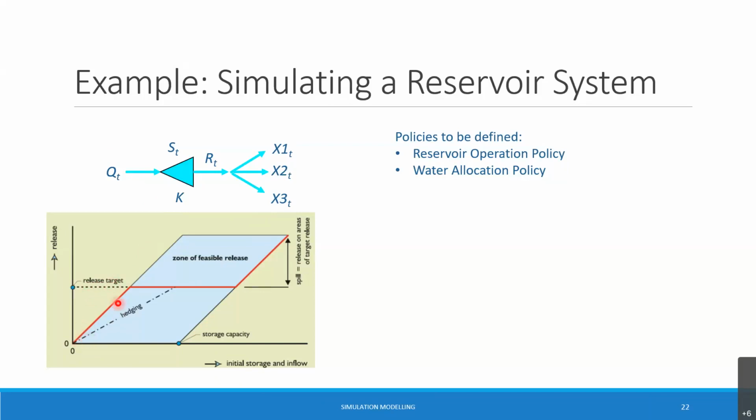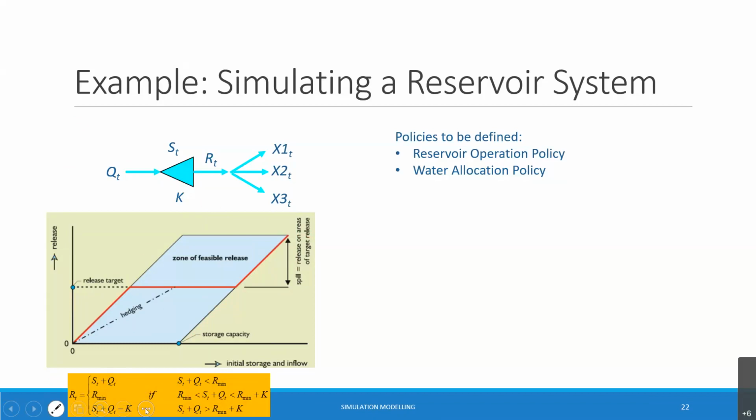That's how this line goes like this. Once your QT plus ST is more than the minimum release, then you release as per this. But beyond a certain point, your reservoir becomes full. Then you release more water than what is required, because you cannot keep that water in the reservoir; you will not be able to store it. You start releasing more. In fact, I can put it mathematically in a simple way like this. If your ST plus QT is less than the minimum requirement, then the release will be equal to ST plus QT itself. Otherwise, if ST plus QT is between the minimum requirement and the minimum requirement plus K, release only the minimum requirement. And if it is more, then your release is ST plus QT minus K.